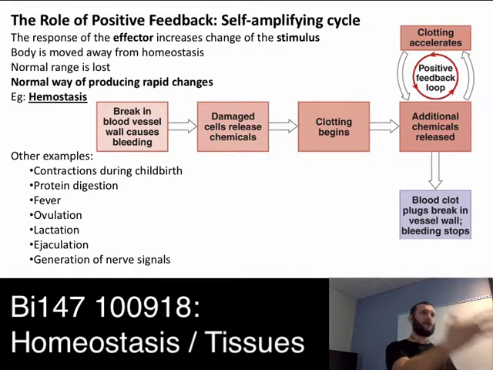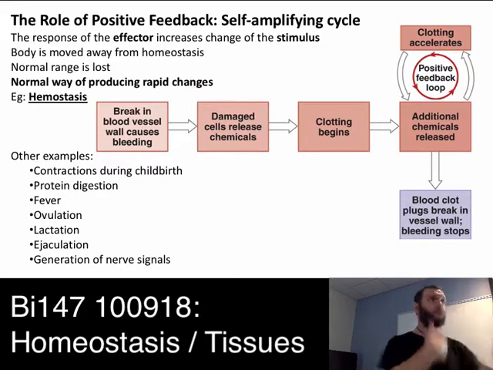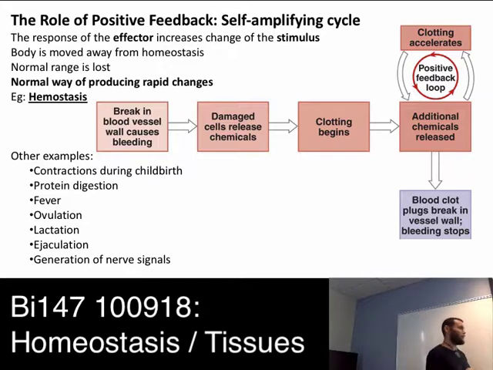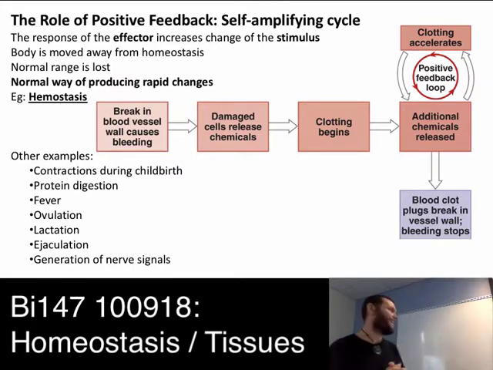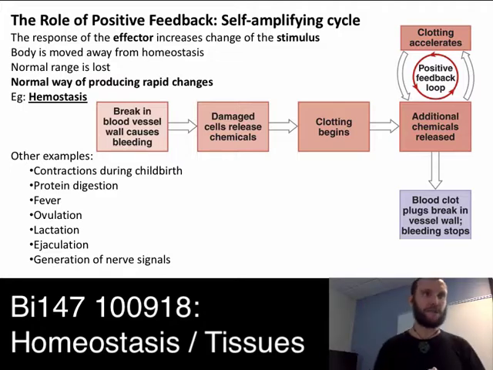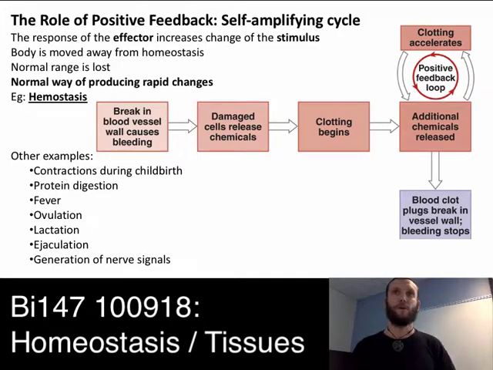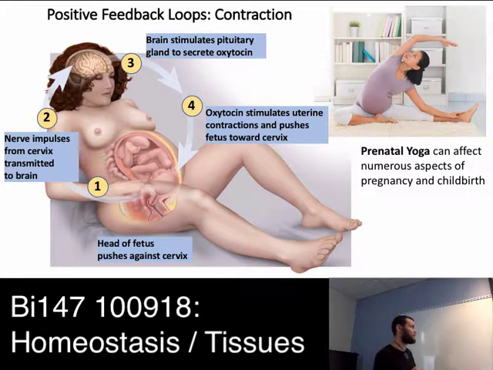Ovulation, the process whereby your ovary releases an egg into the fallopian tube. That is a positive feedback. Lactation, producing milk. Once there is a little bit of milk let down, that causes more and more rapid change in the production of milk when the baby is feeding. Not to leave the men out, ejaculation is an example of positive feedback. I'm glad to know it's positive. So, generation of nerve signals. That is another example of positive feedback. All right, so there's a bunch of times when we need to speed some rapid change up. Let's just go through childbirth a little bit.